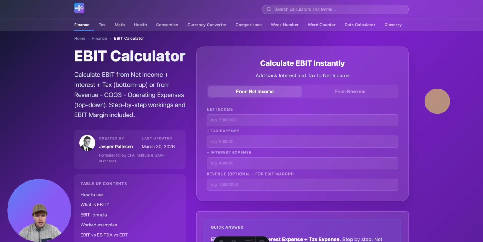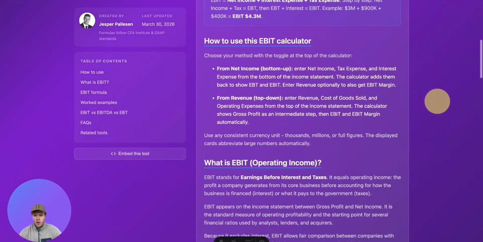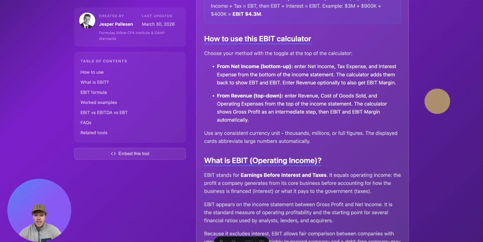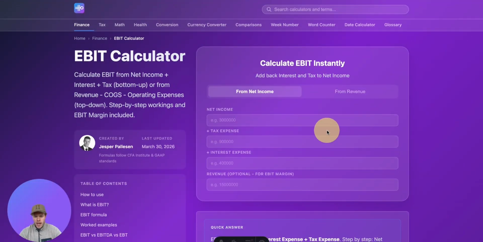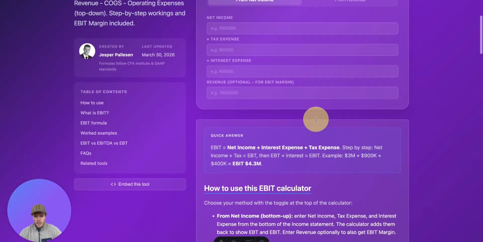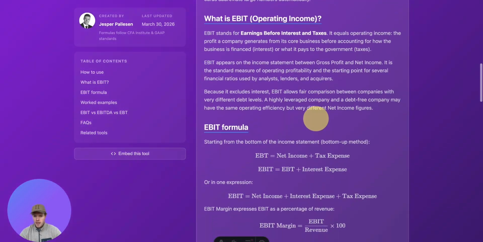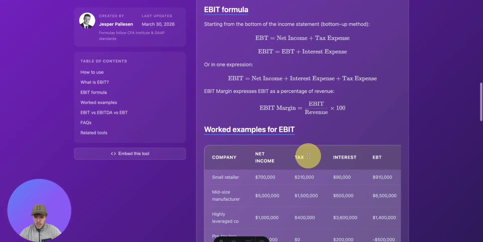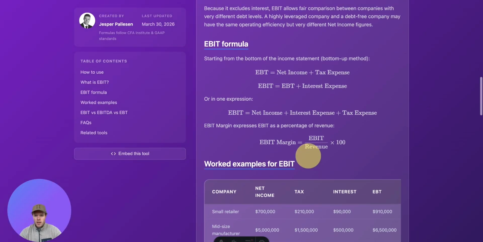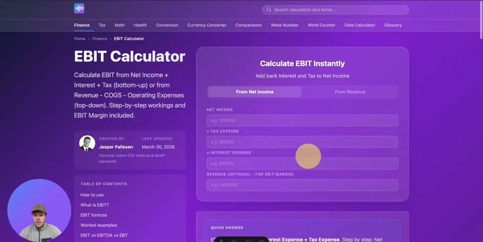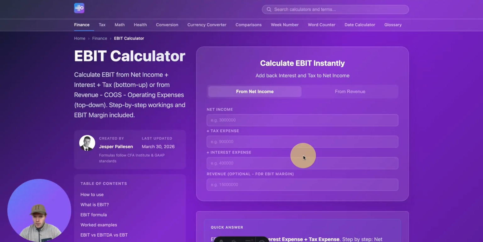Let me show you our EBIT calculator. EBIT stands for earnings before interest and taxes. Up top here we have the calculator, and then down below we have some very helpful content, some FAQs, the formulas, some different examples, and some tables, so that it hopefully can answer any questions you may have about the topic of EBIT.